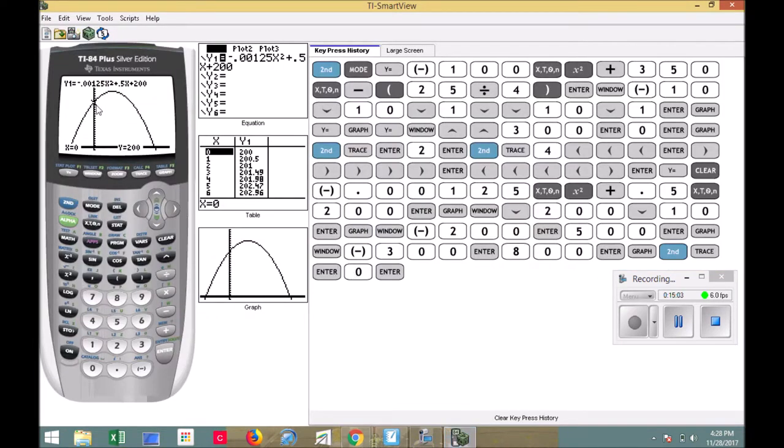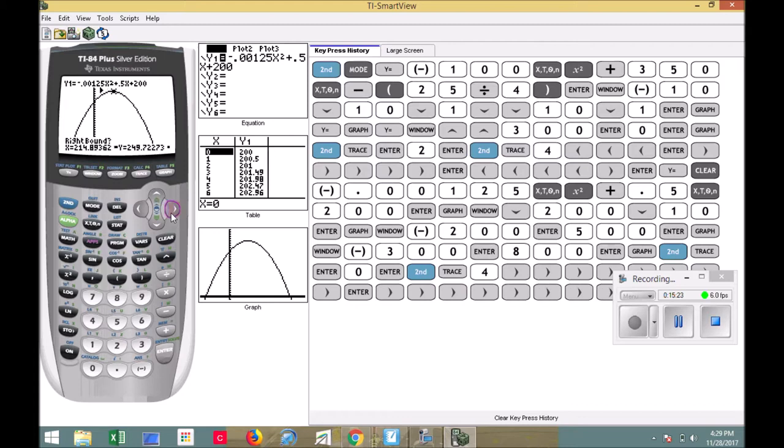So I have the vertex visible on my screen, which means I can use the calculate feature. I want the maximum again because this is the highest point, so that's 4. Left bound, I'm going to use my arrow so that it's just a little bit to the left of the vertex and hit enter. Use my arrow again to make it just a little to the right of the vertex and enter. And then try and get it on the vertex and enter. And it's telling me about 200, 250 is the vertex.